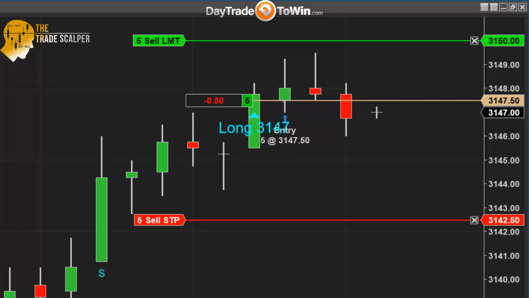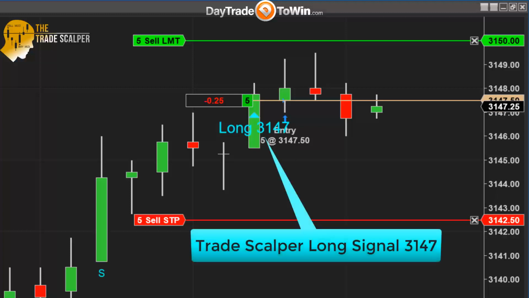So I want to make sure everyone is clear that we're just following the software, following the signals. And since we had a Trade Scalper signal, we manage the trade as we progress, looking for that target. If there's another signal to go long, there's nothing wrong in taking that signal as well.